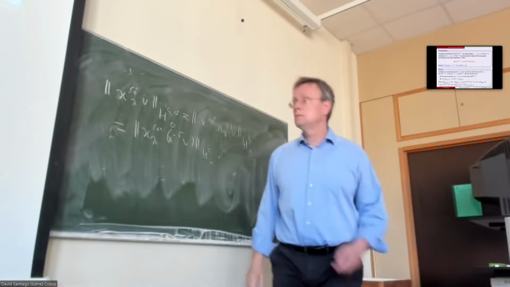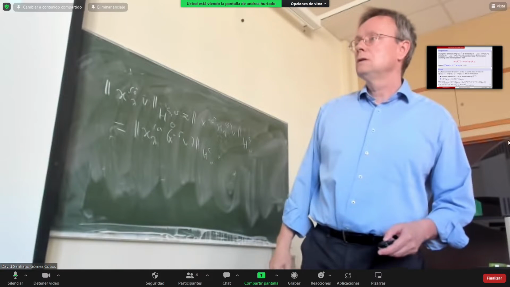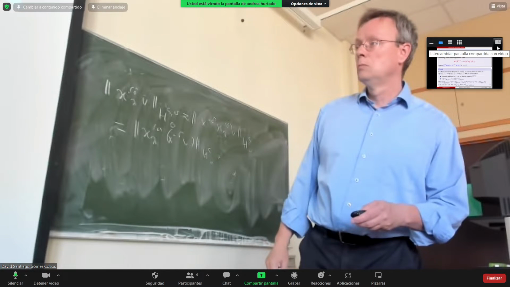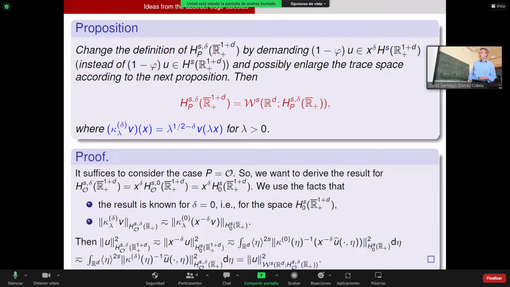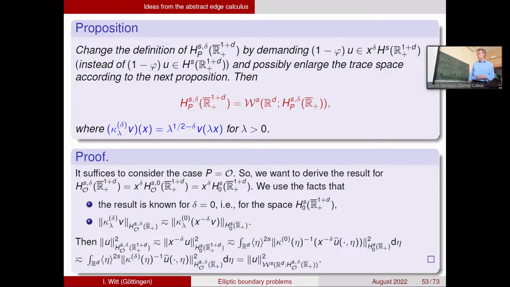Okay, and then basically we are done. We start here with that norm. We multiply by x to the minus delta. We get things in that norm. Then we just write what that is. Here we use the fact that we know the result for that space, and we write it as a WS space, or edge space. And that is the correct group action when acting on that function.